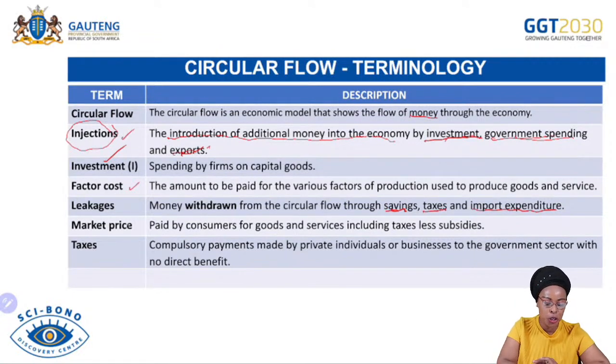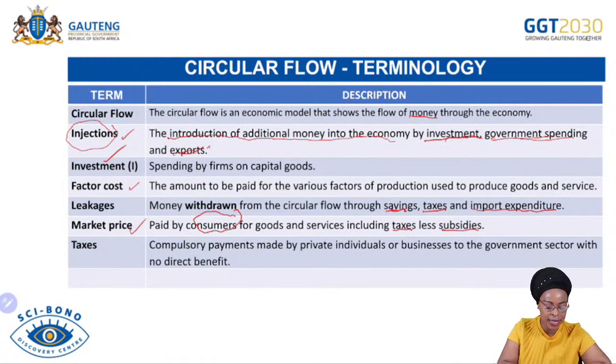You also need to know what the concept market price means. This is the price that is paid by consumers for goods and services. Bear in mind that it includes tax, and it does not include subsidies. For example, if you go to a shop to buy a pair of shoes and the price is 100 rand, that is the market price, which includes 14% of VAT.